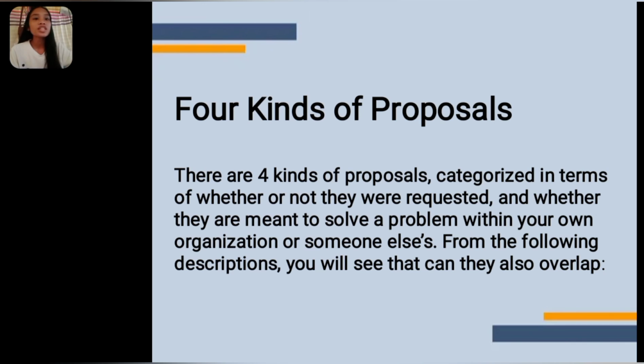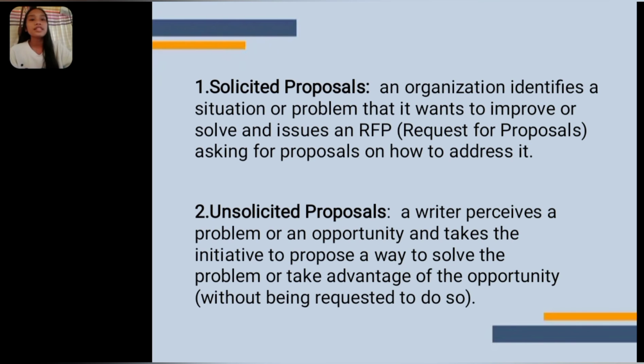Then, there are four kinds of proposals, categorized in terms of whether or not they were requested and whether they are meant to solve a problem within your own organization or someone else's. From the following descriptions, you will see that they can also overlap. First is solicited proposals. An organization identifies a situation or a problem that it wants to improve or solve and issues an RFP, or request for proposals, asking for proposals on how to address it.